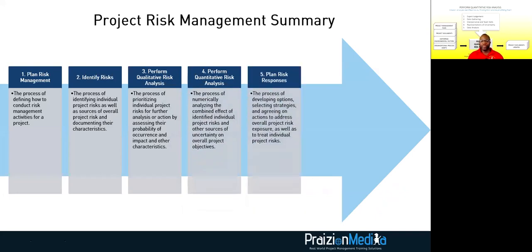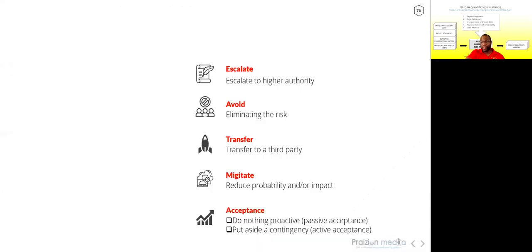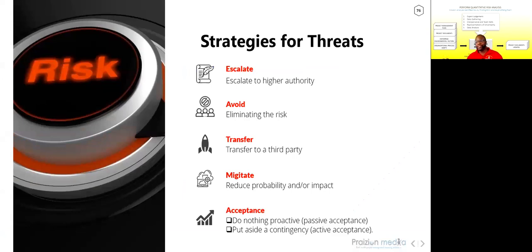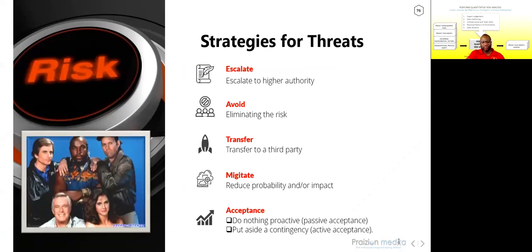The next one is plan risk responses. And this is where you are planning how to respond to risk. This is probably by far the most important section of risk management because you will get questions on this on the exam. So when we talk about the strategies for threats, we have escalate to a higher authority, avoid the risk, transfer the risk to a third party, mitigate, reduce the probability and or impact, or do nothing. When we talk about accept, we have two types of accept, though, passive and active.